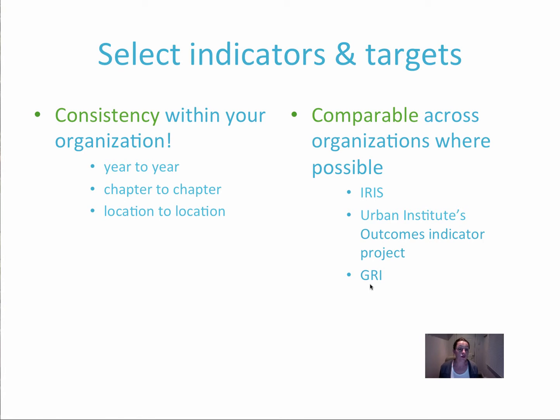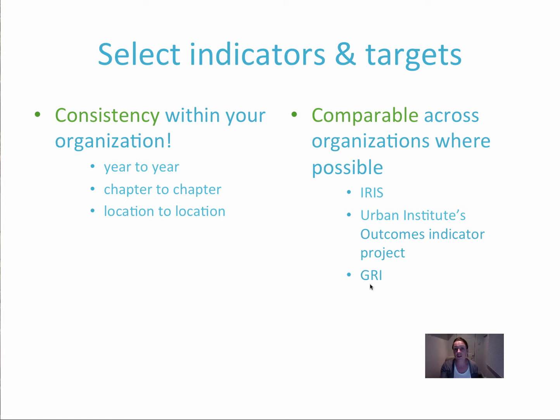The other thing you can do is strive for comparable indicators. So a bunch of groups have created what I would call indicator banks. IRIS, the Urban Institute's Outcome Indicator Project, and the Global Reporting Initiative. They have specific indicators well defined, and these are indicators that appear often, or they appear often in very similar forms. And sometimes organizations have a slightly different indicator, not justified in any fundamental difference in context or activity or mission, but just because they didn't check in and go with the more standard approach.